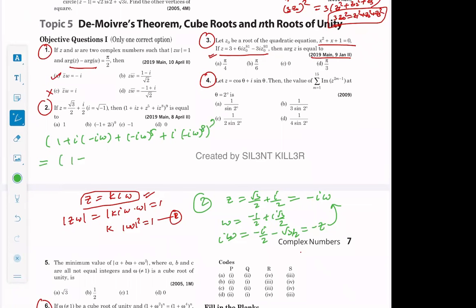So this will become 1 minus omega minus... i to the power 5 is i, omega to the power 5 is omega square. This one, i to the power 8 is 1, omega to the power 8 is omega square. So these two terms will cancel out. So this is basically 1 plus omega. 1 plus omega is nothing but minus omega square, whole to the power 9, that is minus omega to the power 18. So this will become minus 1. So our final answer is minus 1.